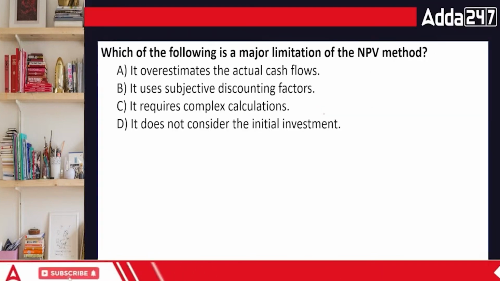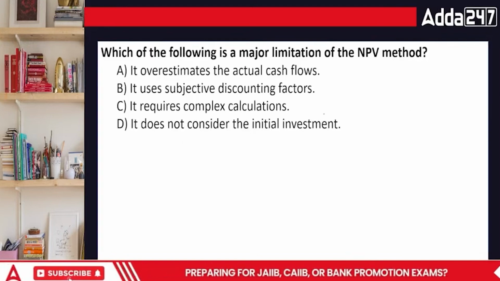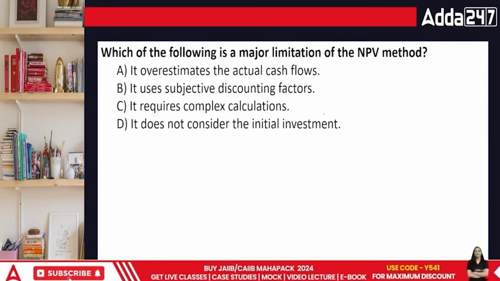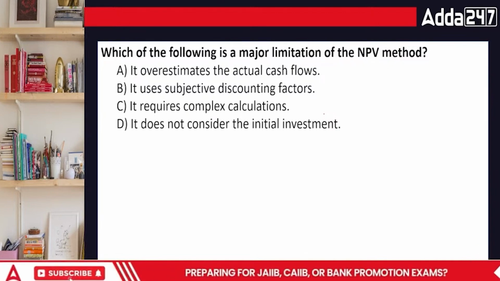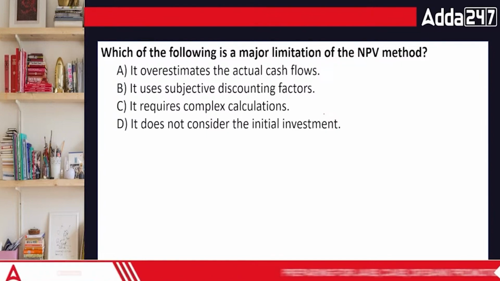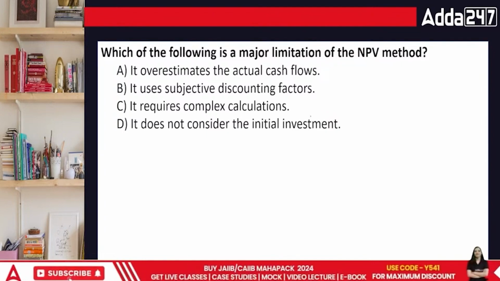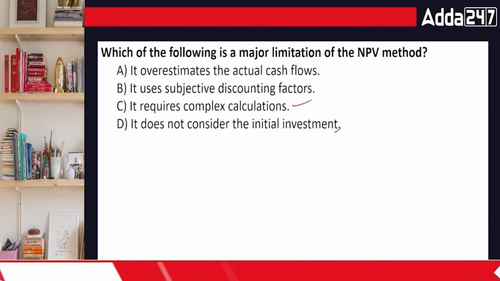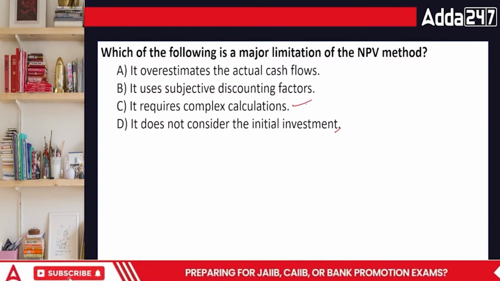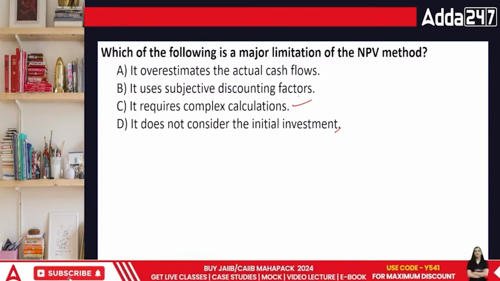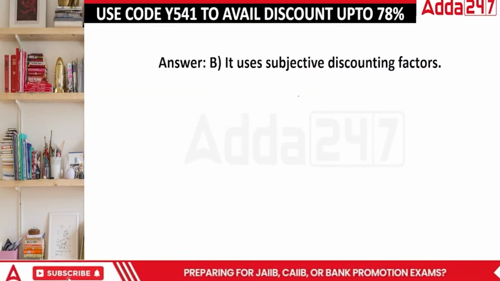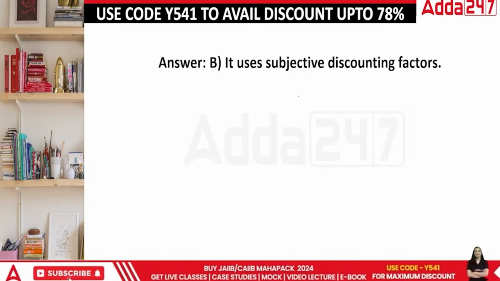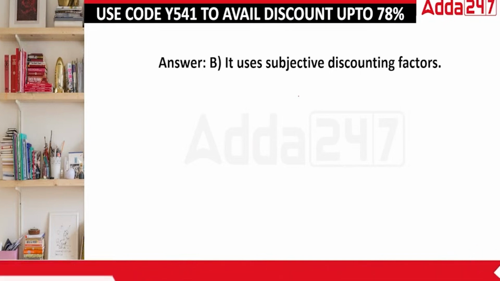Let's go. Which of the following is a major limitation of NPV? It overestimates the cash inflows. It uses subjective discounting factors. It requires complex calculations, or it does not consider initial investment. NPV considers initial investment. It requires many complex points of calculations as well. It does not overestimate. The correct answer is subjective discounting factors. Which discounting factor to use is something which is just not known to us, isn't it? That's one part that we just don't know about.